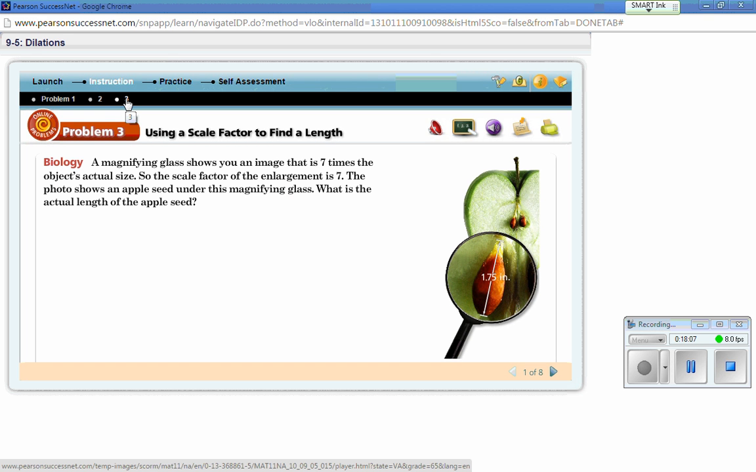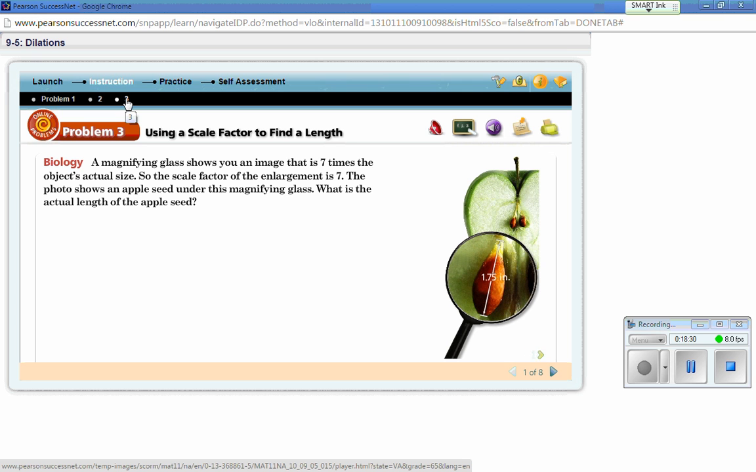There it goes. In this problem, you will use a scale factor to find the length. A magnifying glass shows you an image that is 7 times the object's actual size. So the scale factor of the enlargement is 7. The photo shows an apple seed under a power of 7 magnifying glass. What is the actual length of the apple seed?